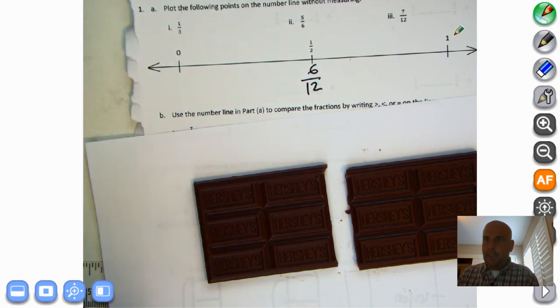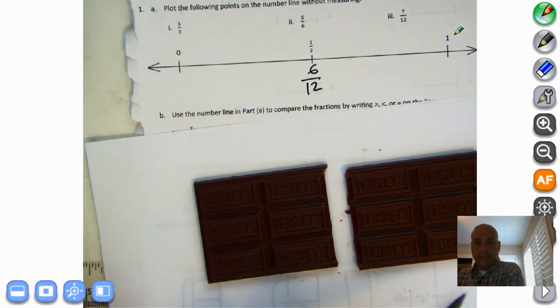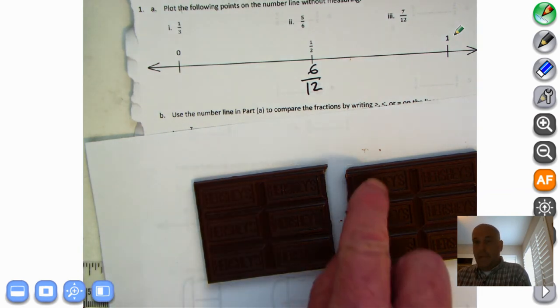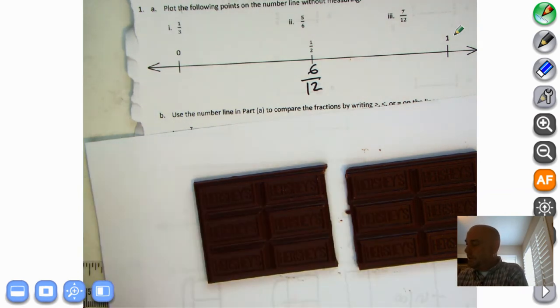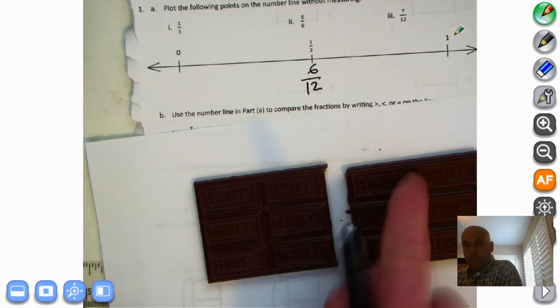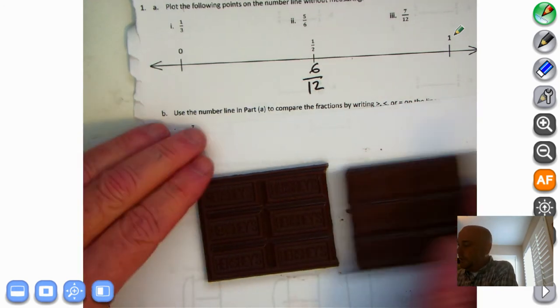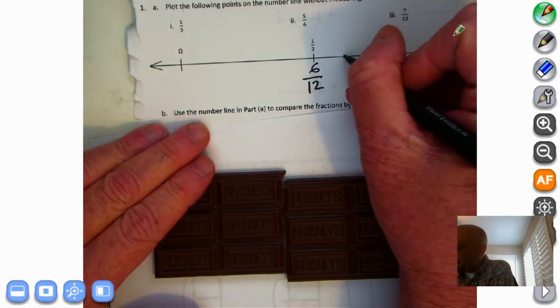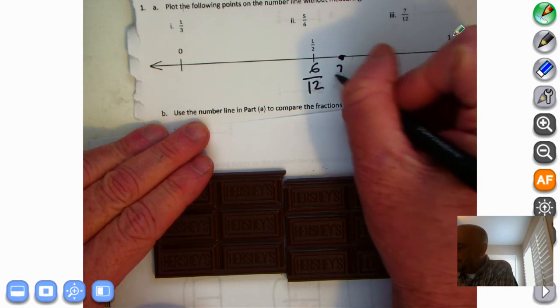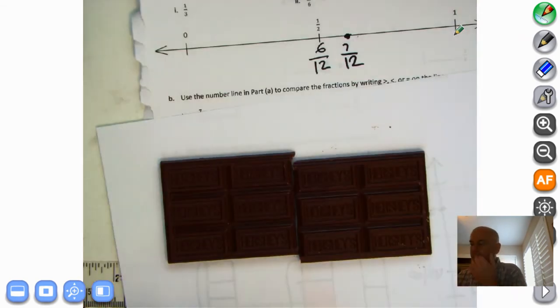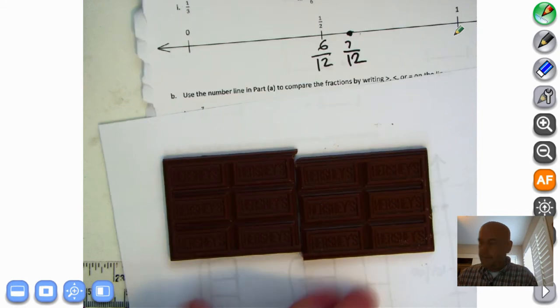For example, let's take a look at 7/12, right? If I ate 6/12 of the candy bar, 1/2, but then I had 7 little cubes, would I have eaten more? Yeah, I would have had 1, 2, 3, 4, 5, 6, and one over here, 7. So 7/12 would be 1 unit more than 6/12. So we can put 7/12 here.